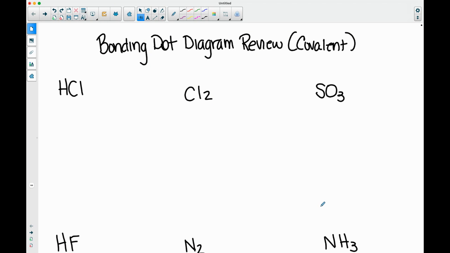For anyone who may have needed some help with the dot diagrams that we did the other day in class, here is just a step-by-step little video for us in order to do some dot diagrams.